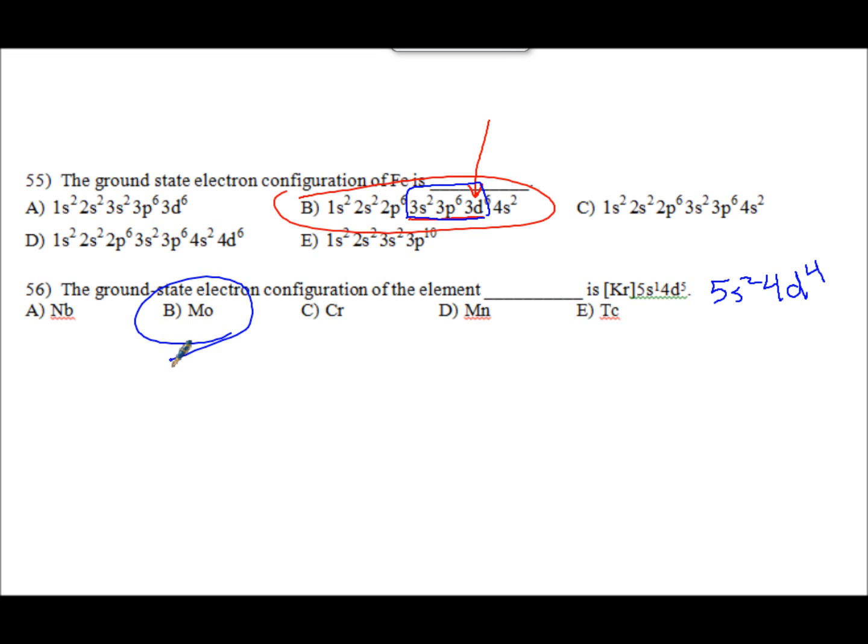And this is one of those exceptions you don't need to know, that the electron that's in the 5s has jumped up there. But really you could have just added these together. It's krypton plus 6 more electrons. Krypton has 36, so I'm looking for element 42, which is molybdenum, or Mo.